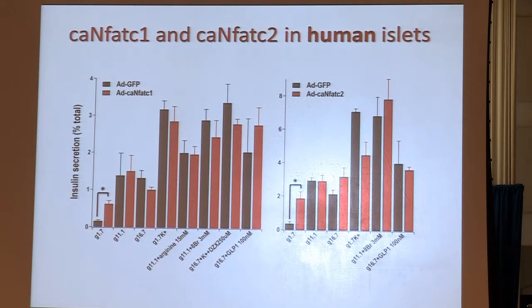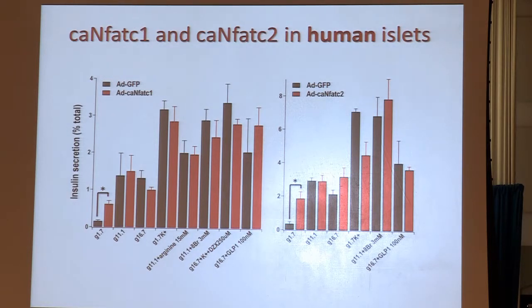We're members of the IIDP, which is the Integrated Islet Distribution Program for human islets, and we routinely study them because we have to, and we want to. We want to ask if our studies in mouse translate to human biology. And I'm showing you here a failure, because when we overexpress NFAT-C1 and NFAT-C2 in the mouse islets, I showed you a second ago that they worked beautifully, but in the human islets, they didn't do anything.